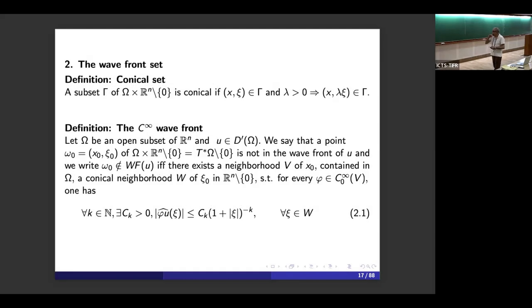Now we define a conical set of the product omega times R^n star. This set is conical with respect to xi. I mean, if (x, xi) is in gamma, then for any lambda positive, (x, lambda xi) is also in gamma. And we define the wavefront of a distribution U in this way.